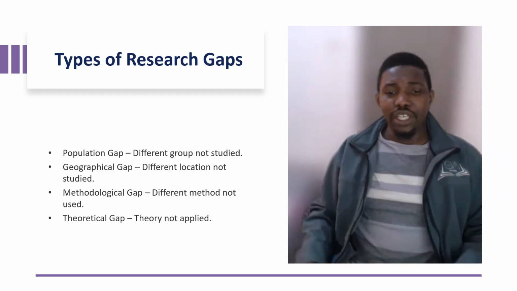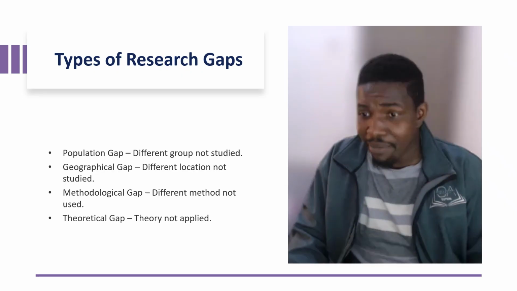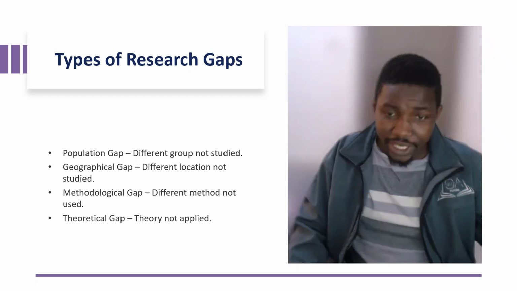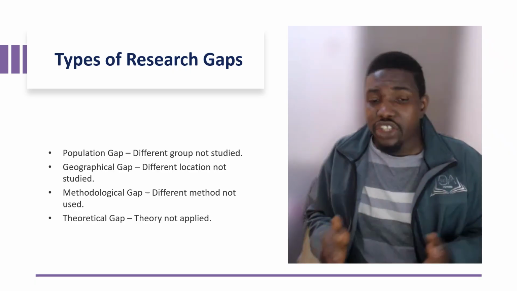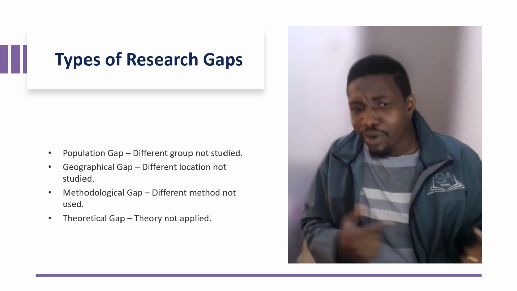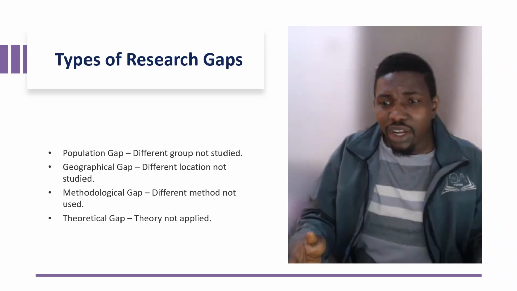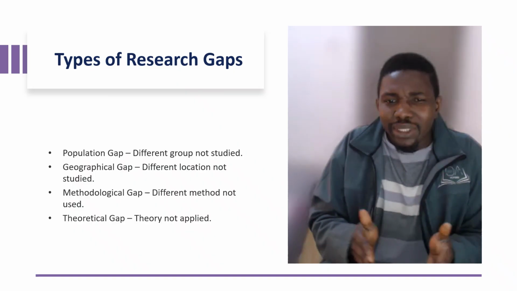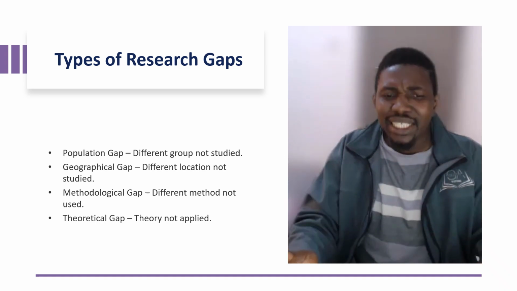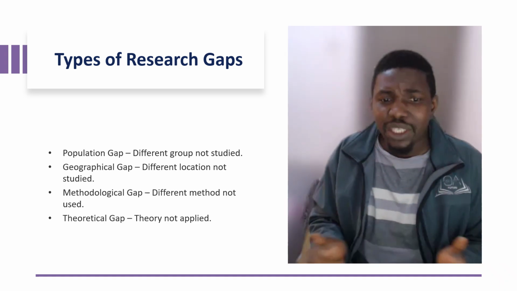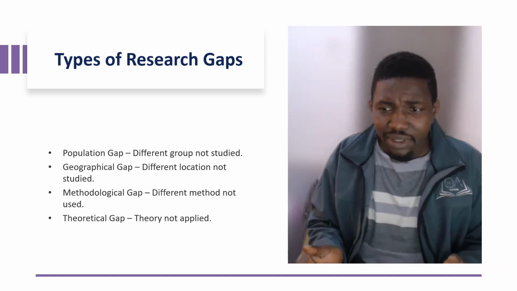Now, types of research gap. There are different types of research gap. Like I mentioned earlier, there is population gap, different groups that are not studied. There is geographical gap, different locations. I've also given this example. There is methodological gap. Perhaps a person has used a quantitative study, you can use a qualitative study. In fact, use this method. You understand what I mean?